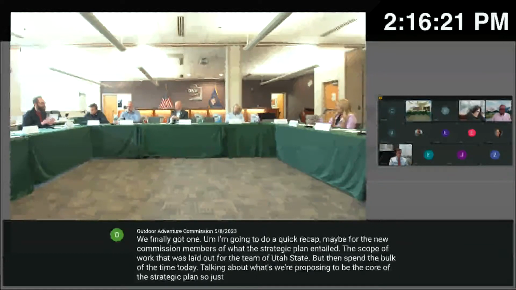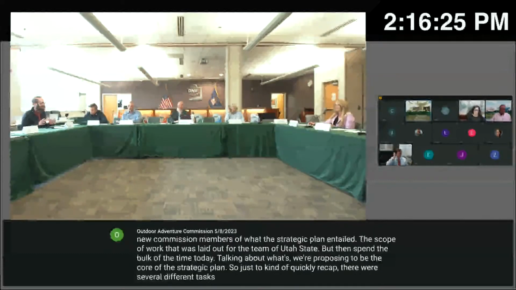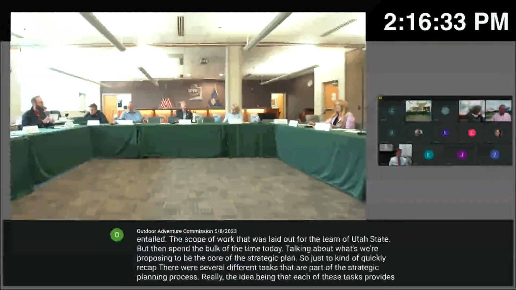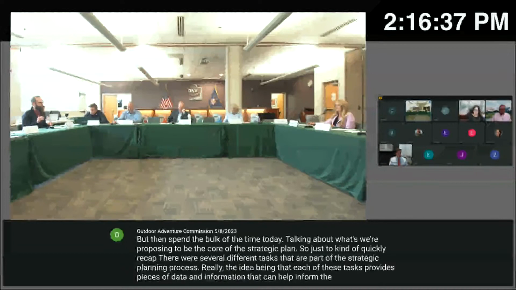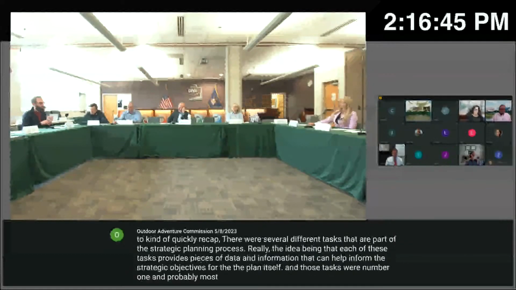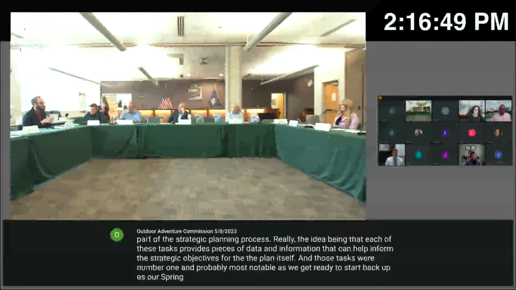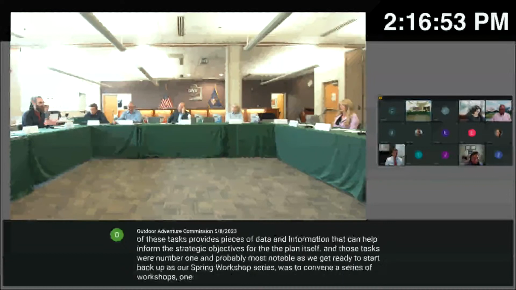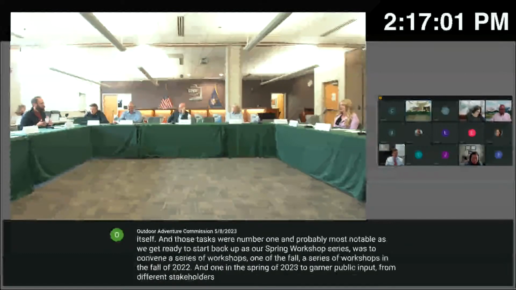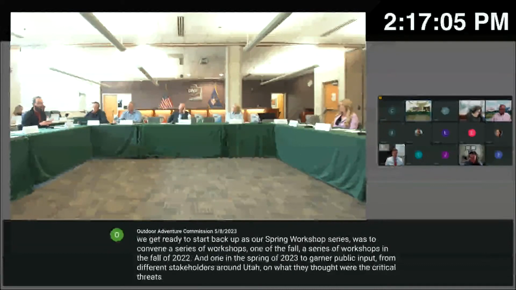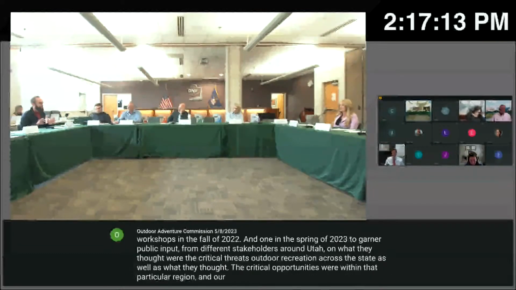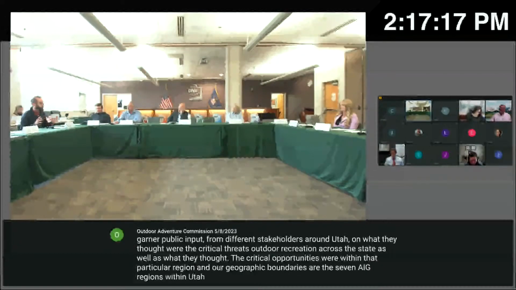So just to kind of quickly recap, there were several different tasks that are part of the strategic planning process. Really, the idea being that each of these tasks provides pieces of data and information that can help inform the strategic objectives for the plan itself. And those tasks were, number one, and probably most notable as we get ready to start back up our spring workshop series, to convene a series of workshops in the fall of 2022 and one in the spring of 2023, to garner public input from different stakeholders around Utah on what they thought were the critical threats to outdoor recreation across the state, as well as what they thought the critical opportunities were within that particular region.